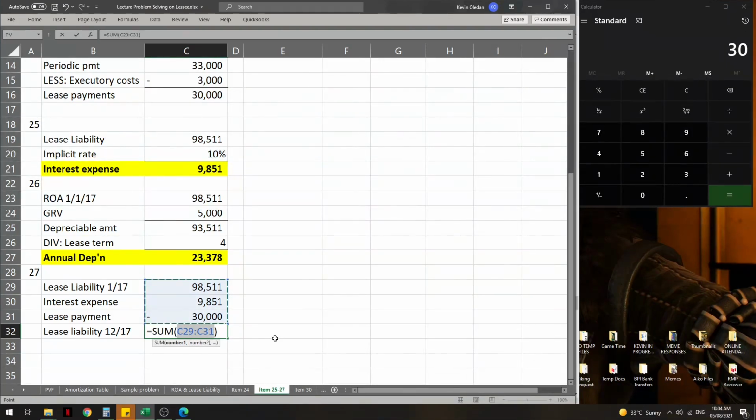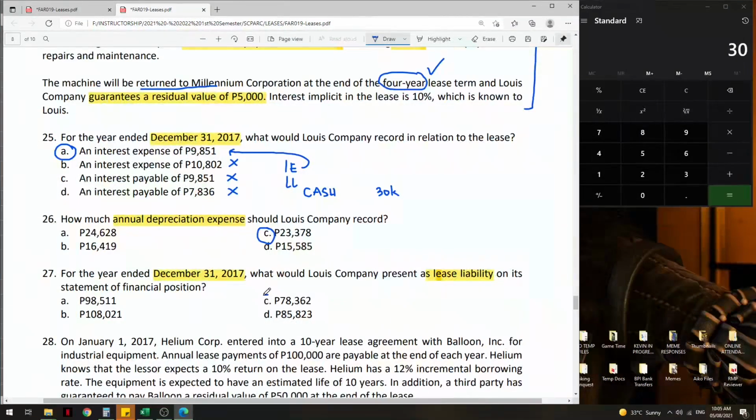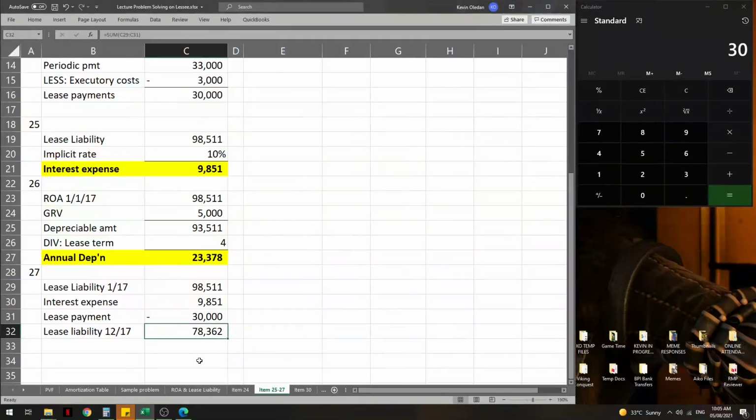Our lease liability on December 31 is equal to 78,362. That is letter C. But I'll give you a pro tip. If you are computing present values, all you need is your calculator. Look at my calculator right now.